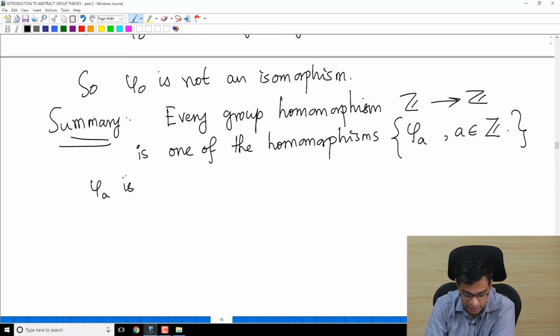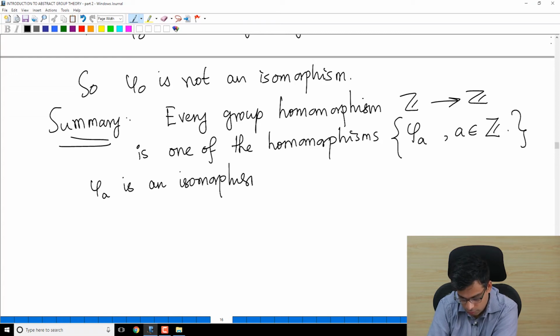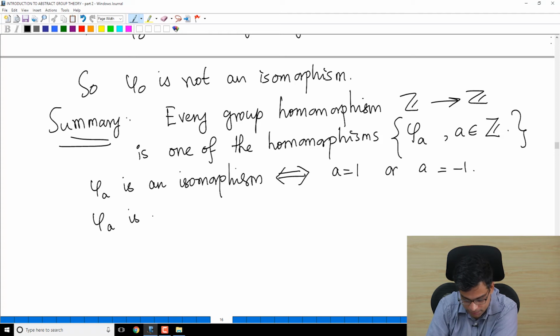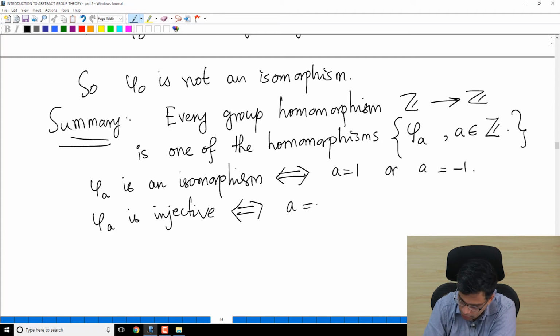Phi A is an isomorphism if and only if A is 1 or A equal to -1. This is the second problem that we did, right? It's an isomorphism only if A is 1 or -1. Phi A is injective if and only if A is not 0. This I didn't explicitly say, but it's an exercise for you.